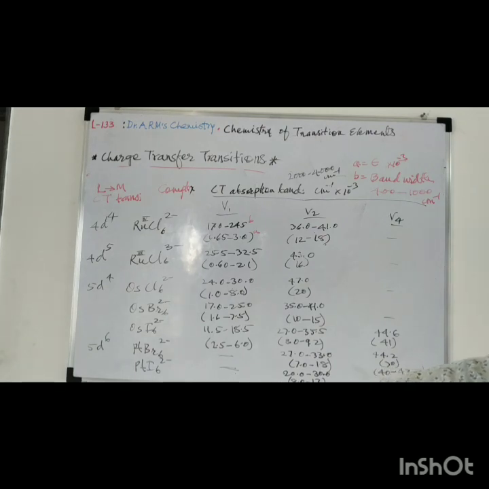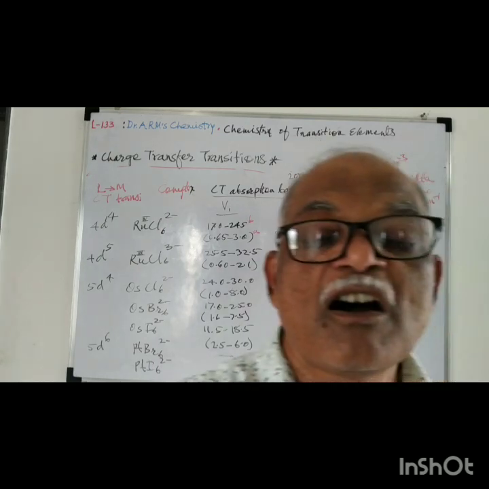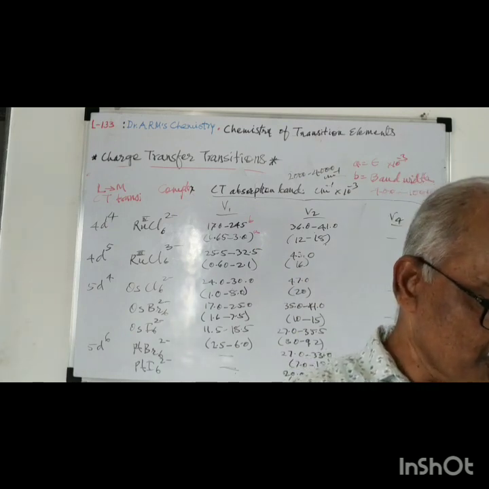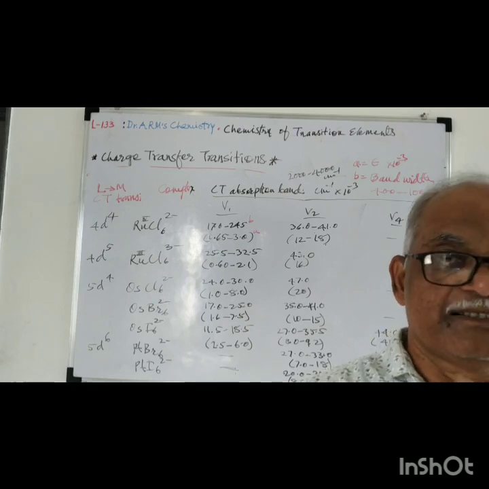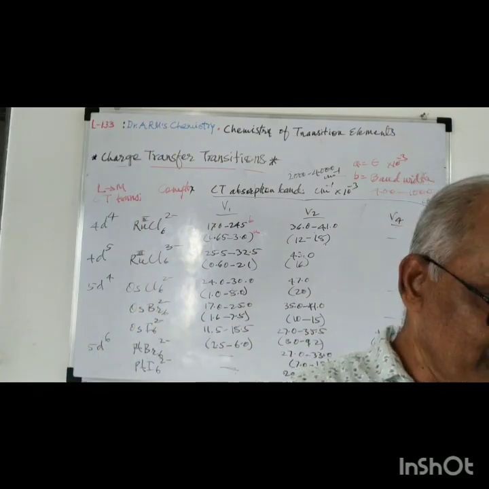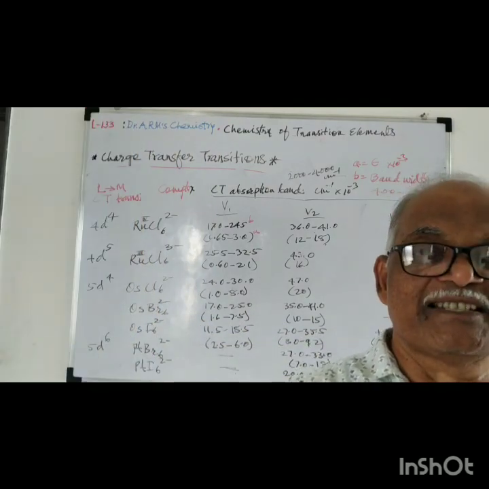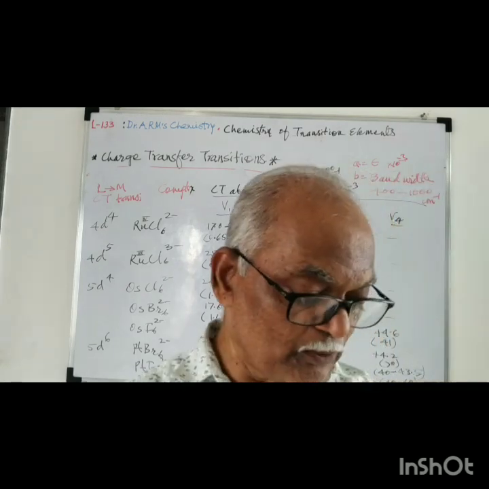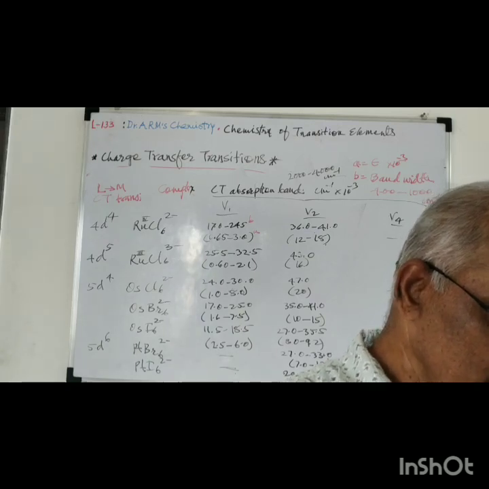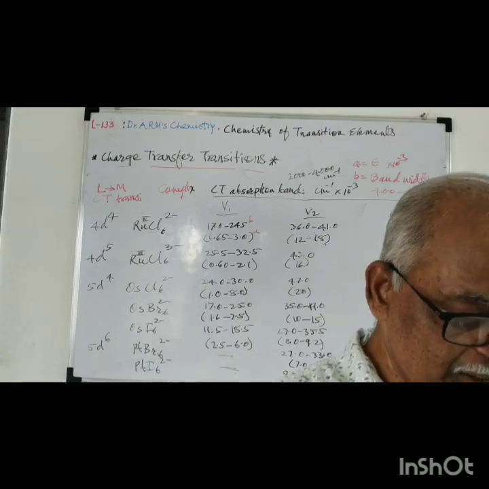Then transitions of V3 types are all expected to be broad and weak, and these are not observed. So we have not shown them here. V3 type of transitions are missing. These are weaker and broad transitions. The absorption bands are not rising to a higher level because their molar extinction coefficients are very low. So this is ligand to metal type of transitions.